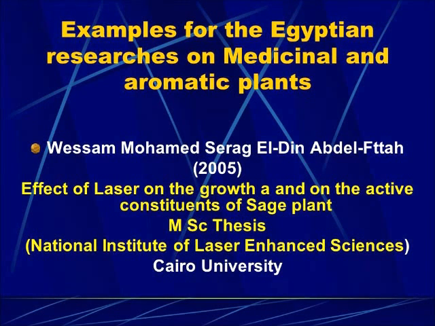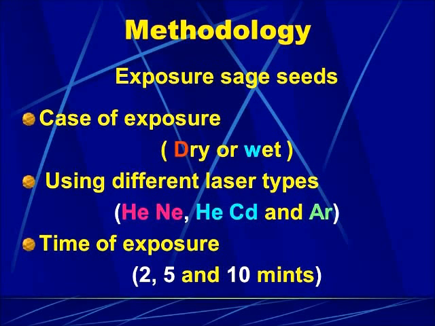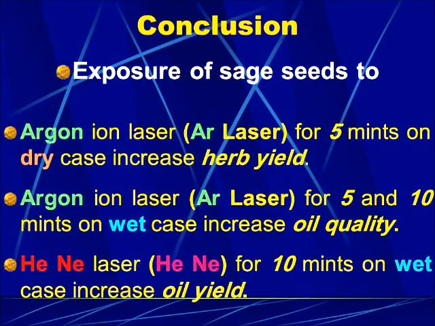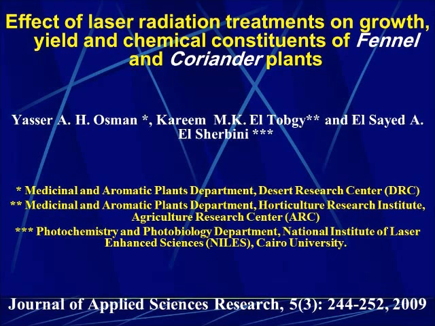This is an example from the researchers. The first one is by Wissam Mohammed Sirajuddin in 2005. Her thesis title: Effect of Laser on Growth and Yield on Active Constituents of Sage Plants. This is the methodology. She used the 3 types of laser, helium-neon, cadmium, and argon, on dry or wet, and she used the times 2, 5, and 10 minutes. This is the conclusion: the argon was better on time 5 minutes, and dry case for exposure for yield, and on wet it increased the yield quality.